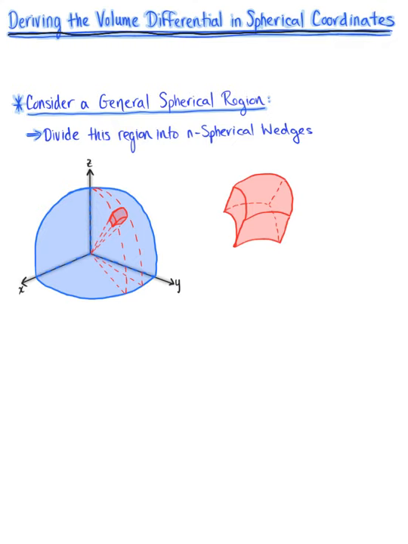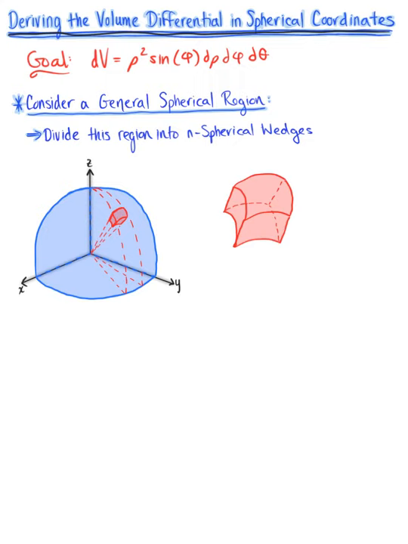So as we begin here, let's keep in mind, what's our goal? What are we trying to show? So the goal is to show that the volume differential in spherical coordinates, dV, is equal to rho squared times sine of phi, d rho, d phi, d theta.